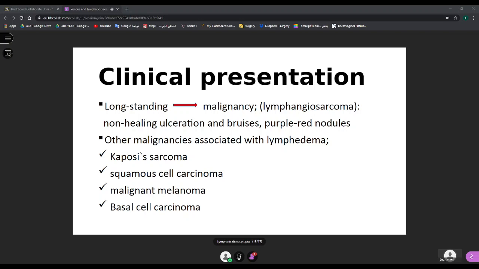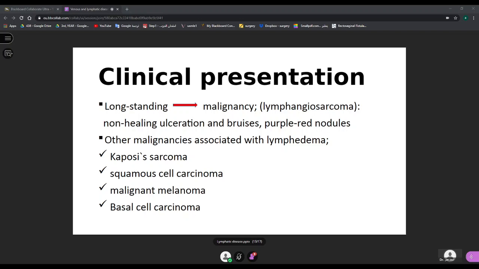Okay, so the message from this slide is that patients who have long-standing lymphedema are predisposed to malignant transformation, or development of malignancy secondary to this lymphatic disease. They may develop lymphangiosarcoma or other types of skin cancer. If the patient has had lymphedema for a long time and then develops, for example, a suspicious nodule or a suspicious ulcer, at that time you have to keep that possibility in mind.